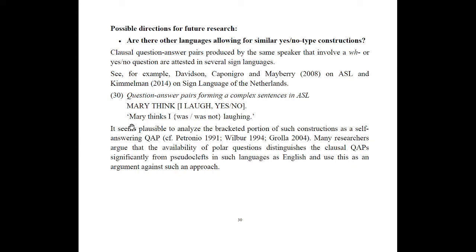We have this question-answer pair forming a complex sentence in American Sign Language. And at first glance, it seems very plausible to analyze the bracketed portion of such constructions, as in 30, as a self-answering question-answer pair. And there are in fact such analyses for these sign languages on the market. However, many researchers argue that this availability of polar questions, yes-no questions, distinguishes the clausal QAPs significantly from pseudoclefts in such languages. And these researchers use this as an argument against such an approach.